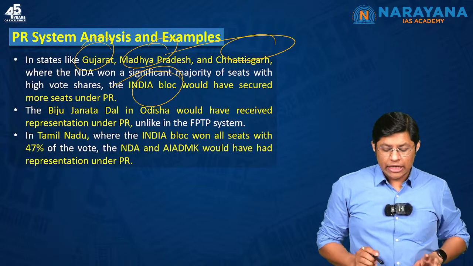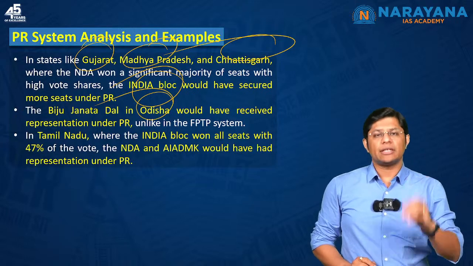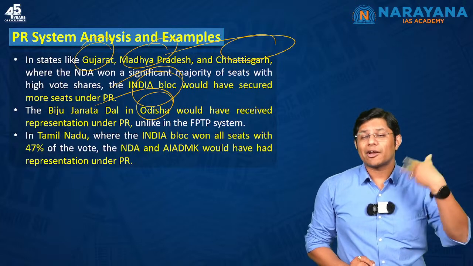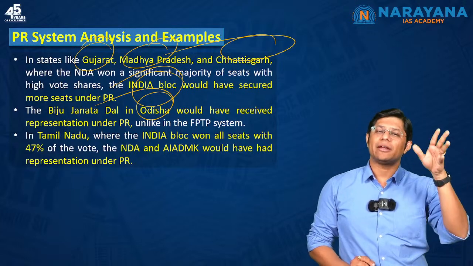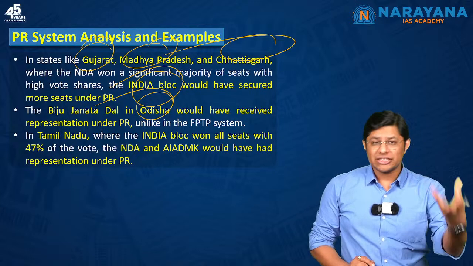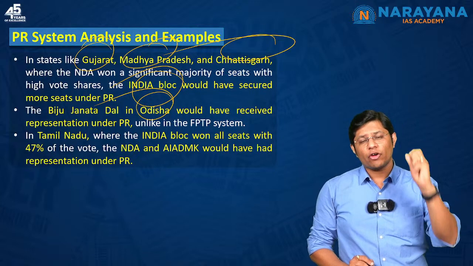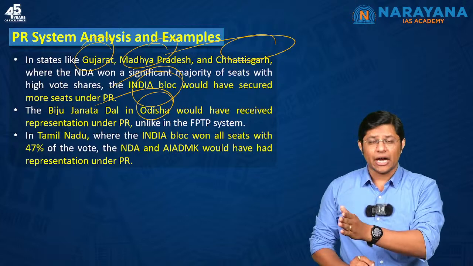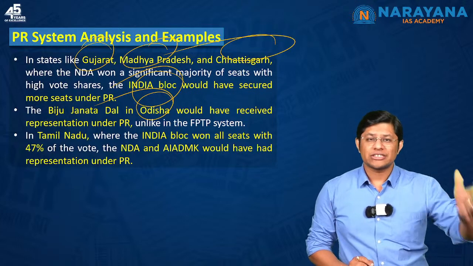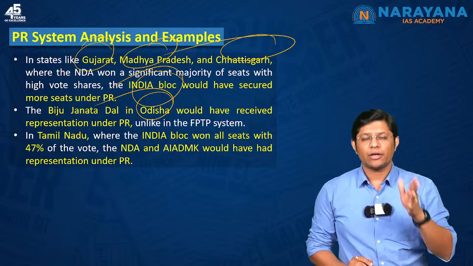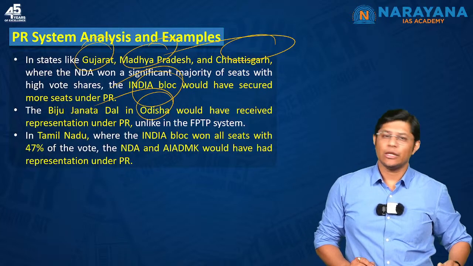Or let's say, talking about Odisha, the Biju Janata Dal would have secured more seats had India adopted proportional representation, which means that the voting share of BJD in Odisha was more, but because of the first past the post system, the BJD could not secure seats in the Lok Sabha.